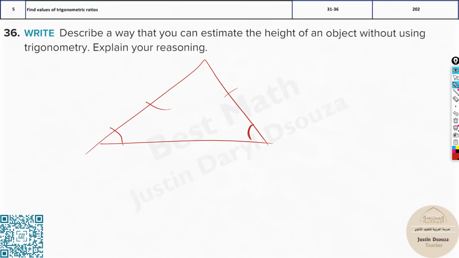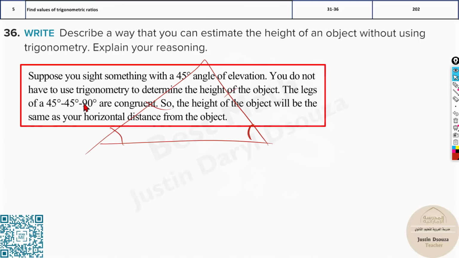Now, if you have 45, say they are mentioned over here, 45, 45, 90, then you do not need trigonometry. You can easily find the length or the height by direct formulas. So if you have an angle of elevation of 45 degrees, then the other angle will be 45, 45, 90, right? So such triangles have congruent legs. And then you have direct formulas to solve the heights and everything. So that is what they are meaning.